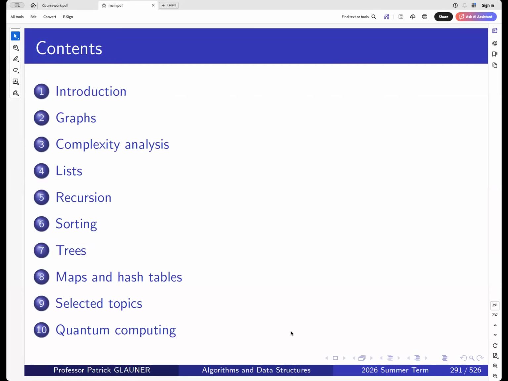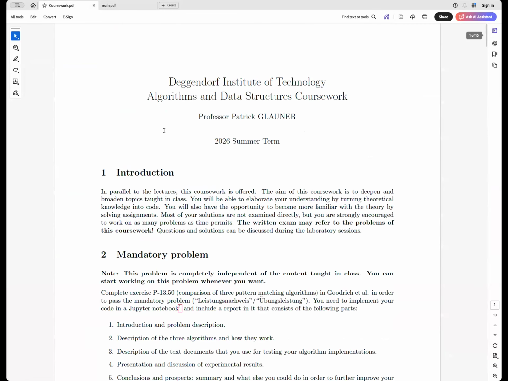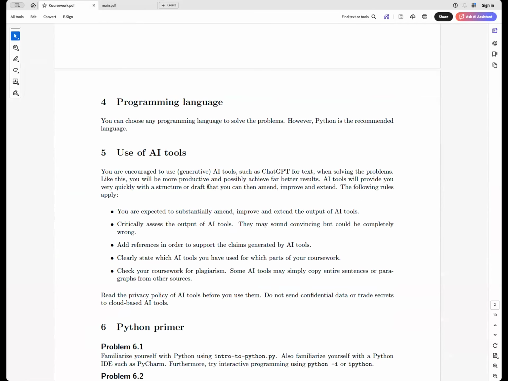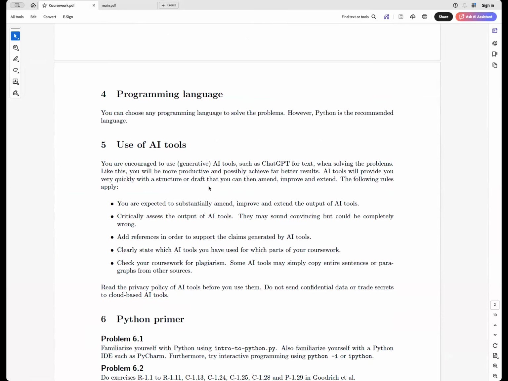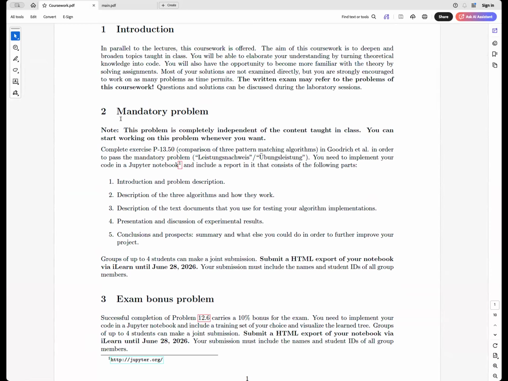Next week, there are a few updates. The first thing I want to briefly say is the coursework. I see some people have made phenomenal progress in the coursework, and some have already submitted their mandatory problem, which is cool. You need to submit it until end of June, so there's plenty of time. So this is exercise P13.50 in the Goodrich book.